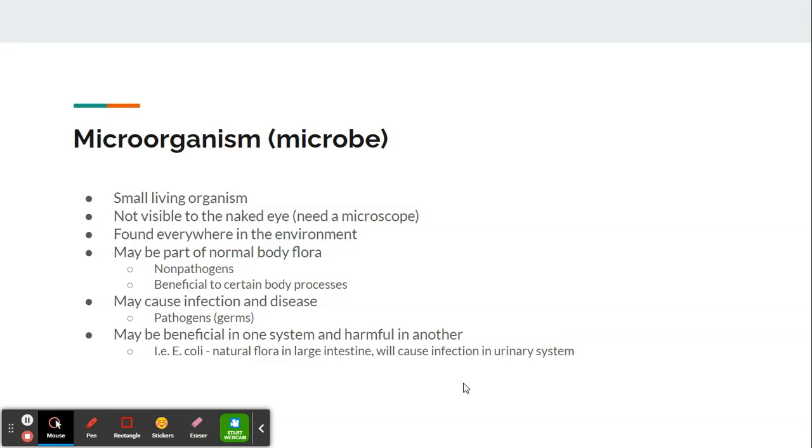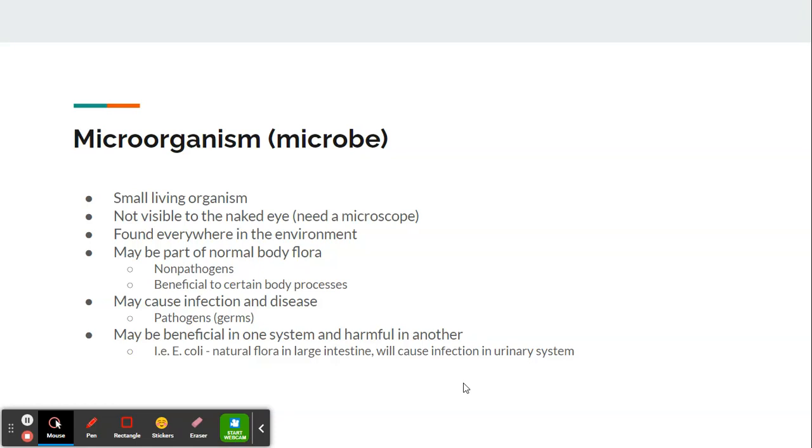But they're found everywhere in the environment. These can be part of our normal body flora, which we know as non-pathogens. They are not harmful and tend to be beneficial to certain body processes depending on where they're located. If they are harmful, we might see them start to cause infections and disease. That's when they're known as those pathogens or germs. And depending on the microorganism, we may see that it's beneficial in one system and harmful in another.